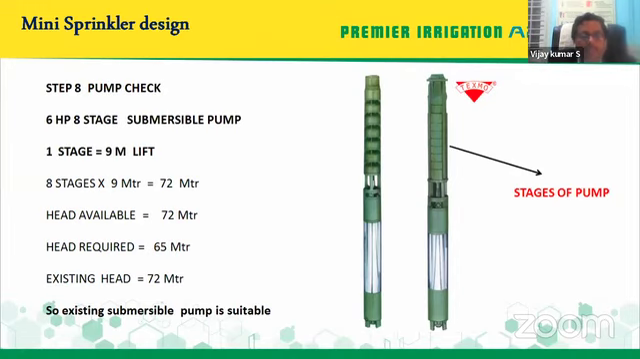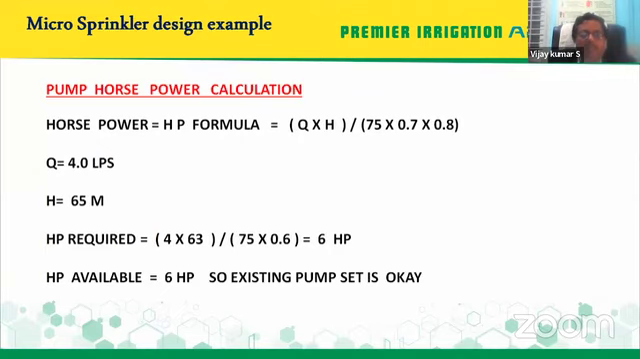Now I have to check for the HP. The horsepower formula is Q into H divided by 75 into 0.7 into 0.8. You can take even an efficiency of 0.6, or 0.56, no problem, that is 56%. The discharge in this case is 4 liters per second, and the operating head that is required is 65. 4 multiplied by 65 divided by 75 into 0.6 will work out to 6 HP pump. So the existing pump in terms of horsepower is also adequate.